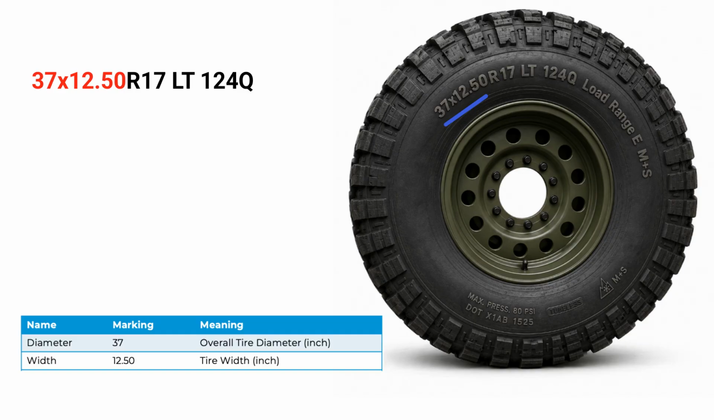The second number, 12.50, represents the tyre's approximate width in inches measured across the widest part of the tyre. These two dimensions are important because the diameter influences ground clearance, rolling radius, gearing, and obstacle climbing ability, while the width affects the contact patch, flotation, vehicle packaging, and stability. So this is approximately a 37-inch diameter, 12.50-inch wide tyre.